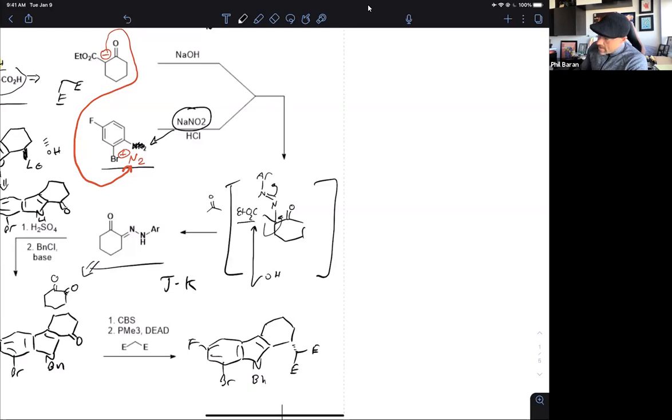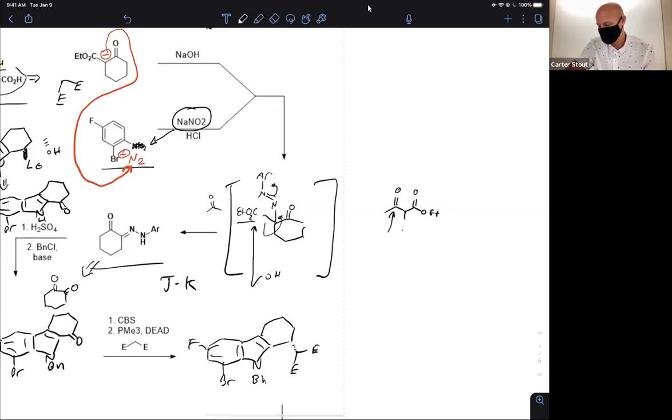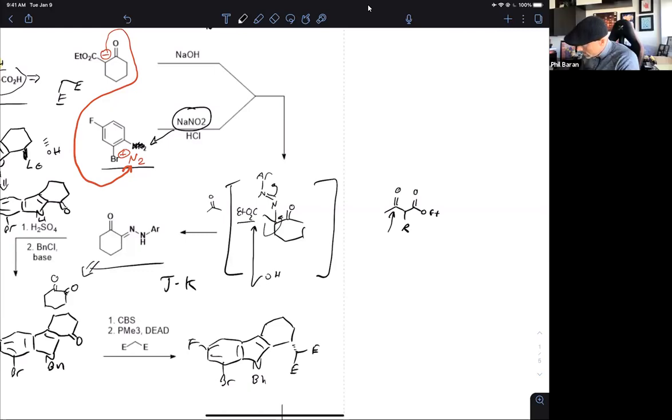And if you have a keto ester, so for instance, if you do a Japp-Klingemann with something like this, that's going to be the one to depart. Okay, thank you. Yep. Great question.